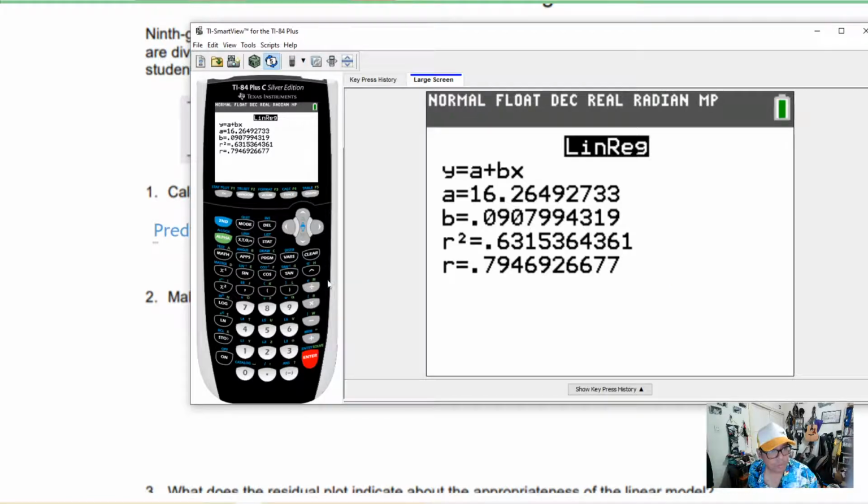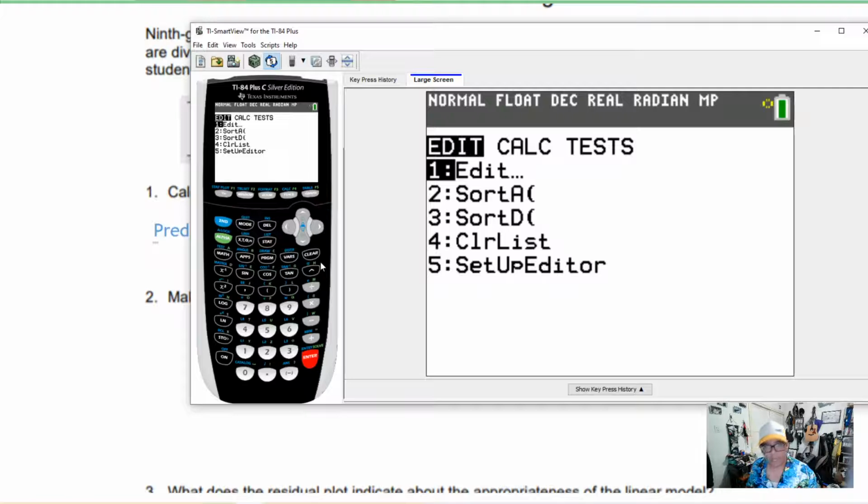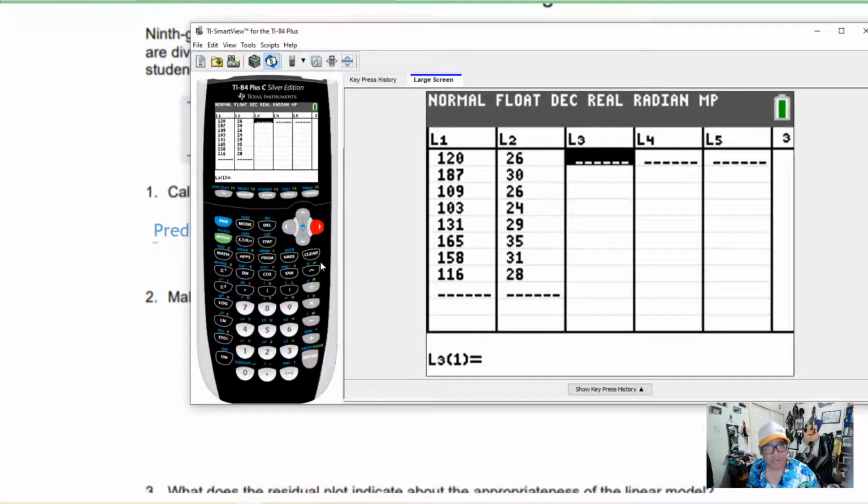So what we can do for the residual plot is go to Stat, Edit, and over here in List 3, we can make this the value of our residuals. So what is the definition of the residuals? Well, the definition of the residual would be the actual minus the predicted. Where are the actual values of the backpack weights? Well, they're in L2. So I'll just click over and put an L2 there.